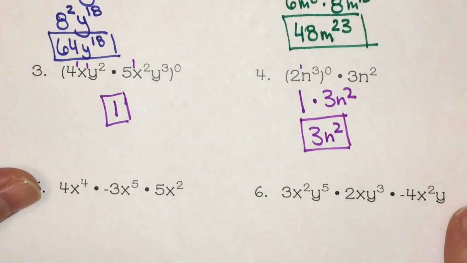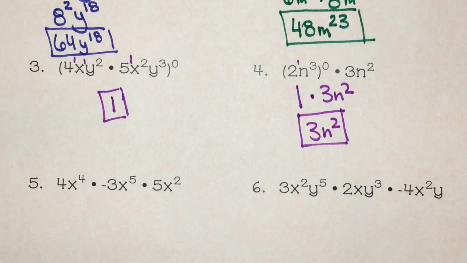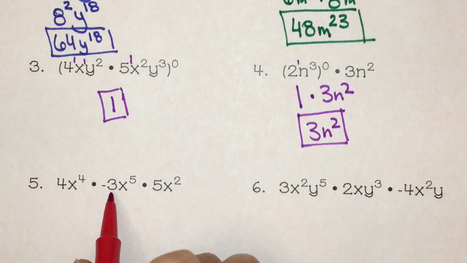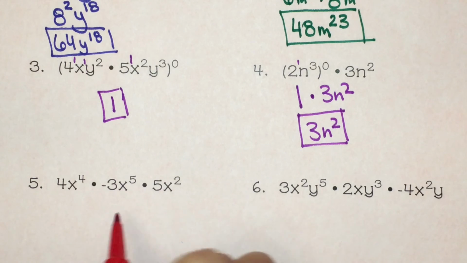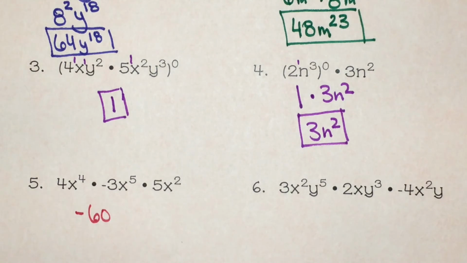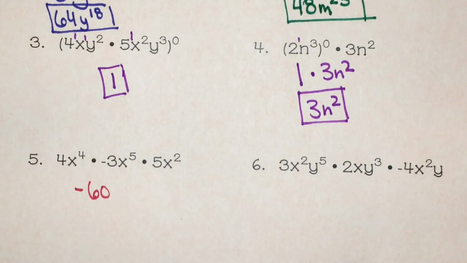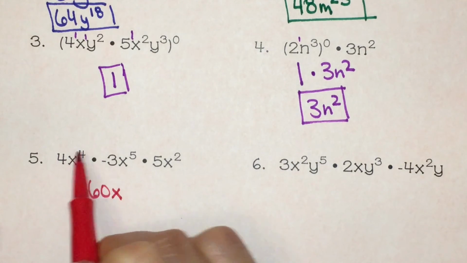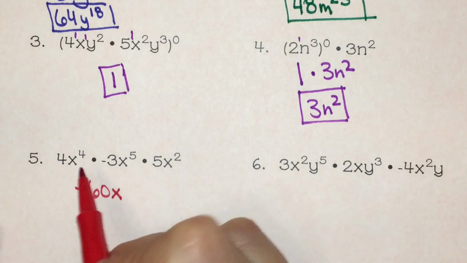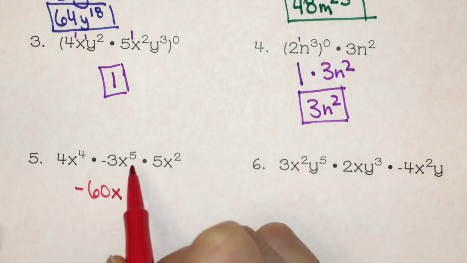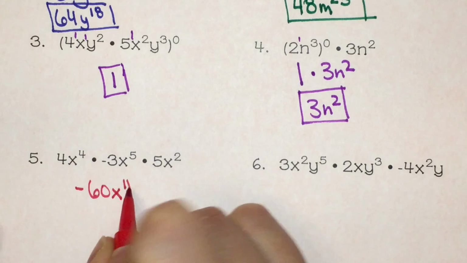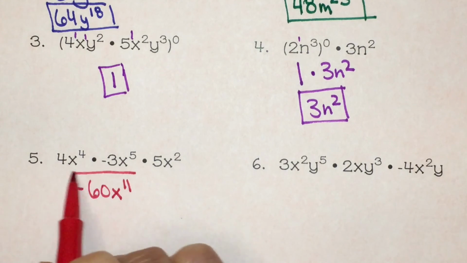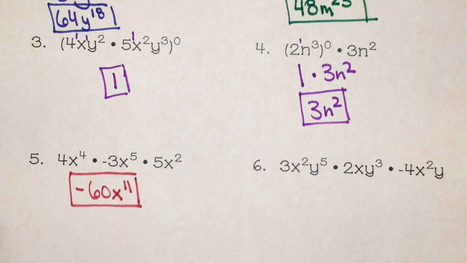All right, last two. We have 4 times negative 3 gives us negative 12. Negative 12 times 5 is negative 60. If you need to write it out, make sure you write it out. Okay, multiplied by our x. Now we're adding exponents because we're multiplying bases, so keep the base the same. 4 plus 5 is 9. 9 plus 2 is 11. So negative 60, x to the power of 11.